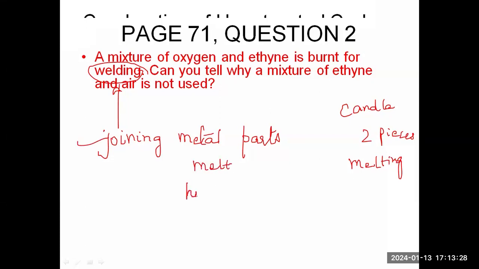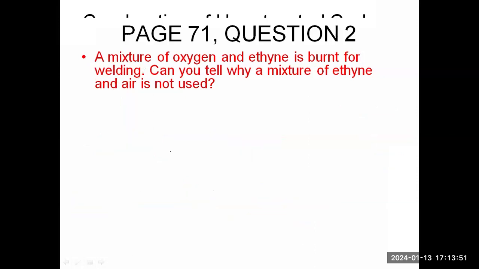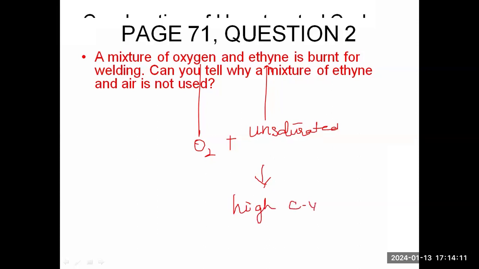To melt the metal, you need a very high temperature because the melting point of metal is very high. So you need a high calorific value flame, and that is possible when complete combustion takes place. So now this is the background. Now you must have understood. It says ethyne, which is unsaturated, and oxygen is used. So when you have this combination, you will get a flame of high calorific value. It is enough for the welding purpose.